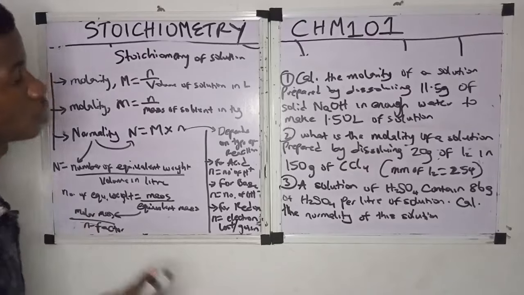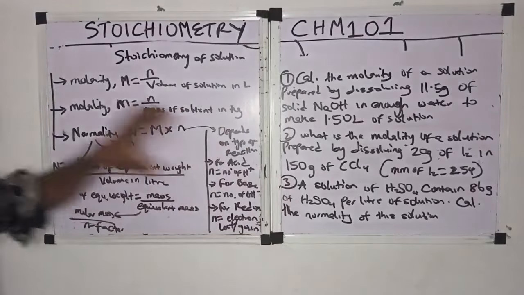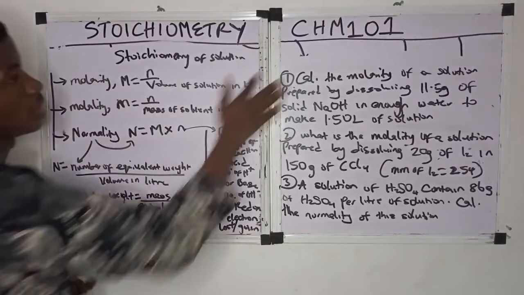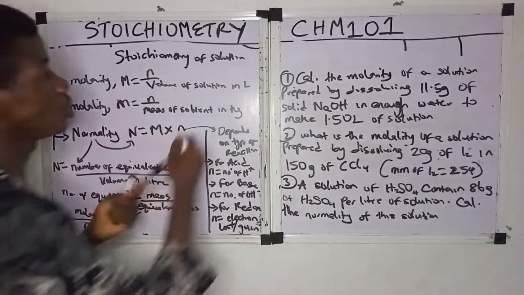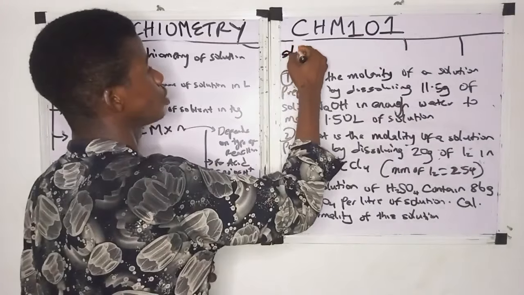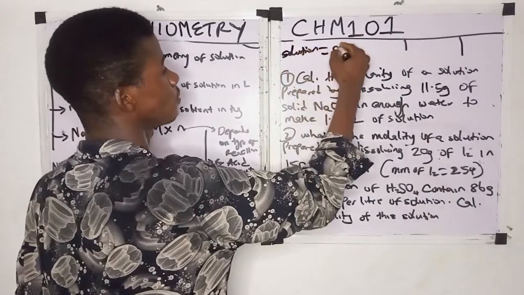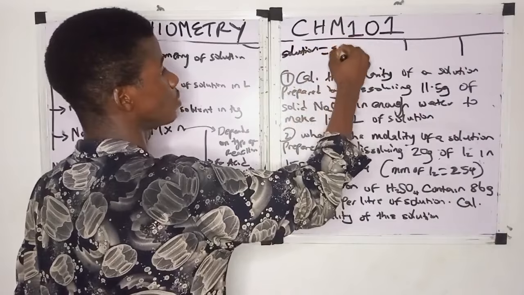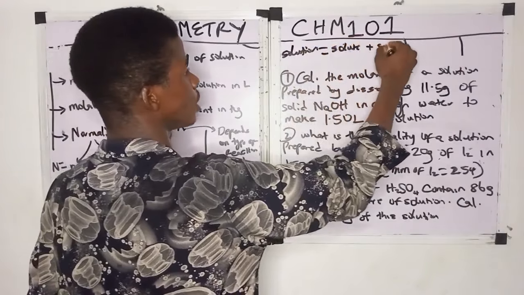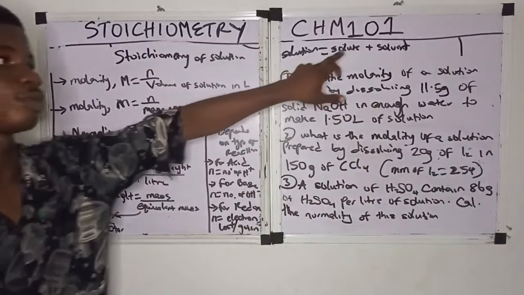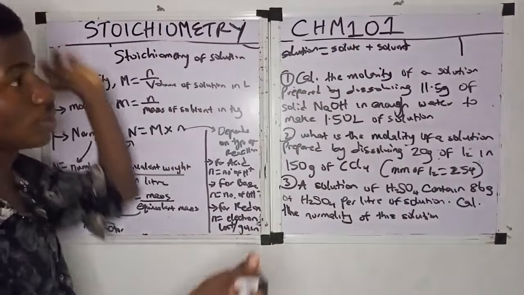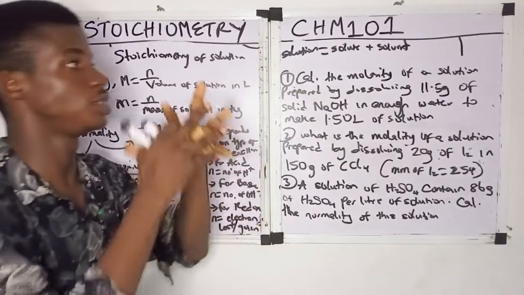Stoichiometry of solution. Okay, so these are the three questions for each of them. Now, before I continue, what is a solution made up of? A solution is made up of solute and solvent. You know that the solute is usually what dissolves in the solvent.